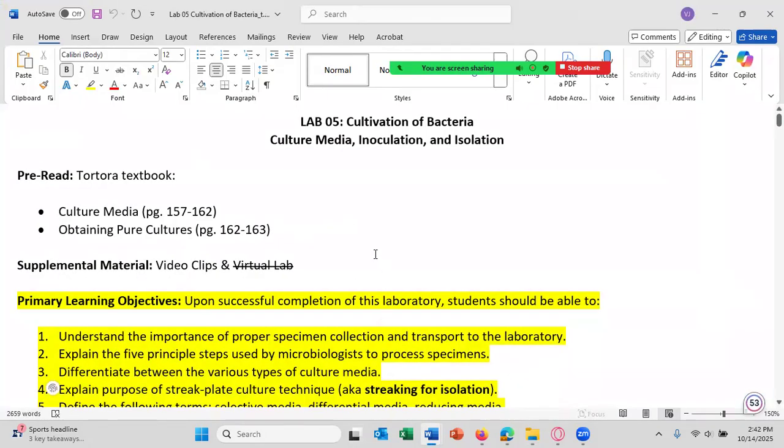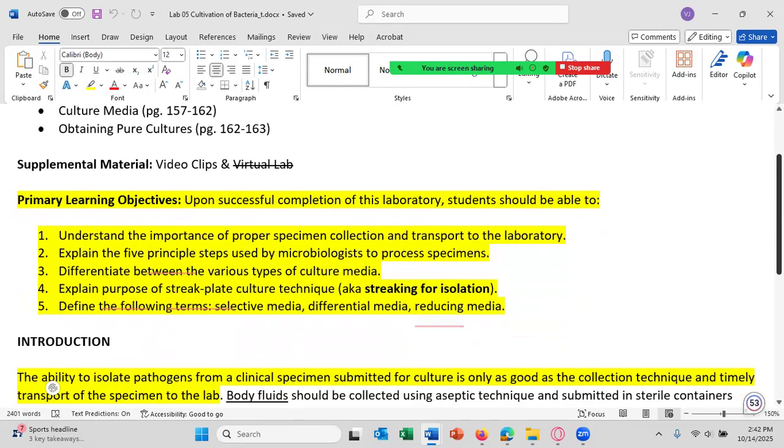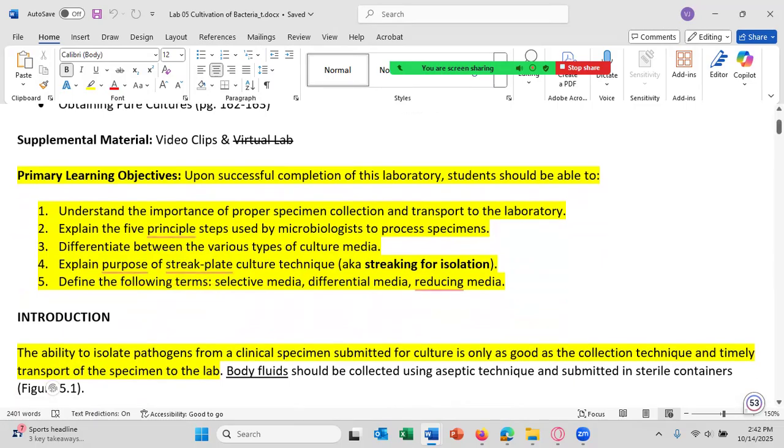All right, lab 5, cultivation of bacteria, talking about culture media, inoculation, and isolation. There is some reading before the lab, but not very much. Read about culture media on pages 157 to 162, and then read about obtaining pure cultures on pages 162 to 163. There are some video clips in today's lab. There is no virtual lab. We used to have one, but it used Flash, and Flash is no longer supported, so it no longer works on computers.